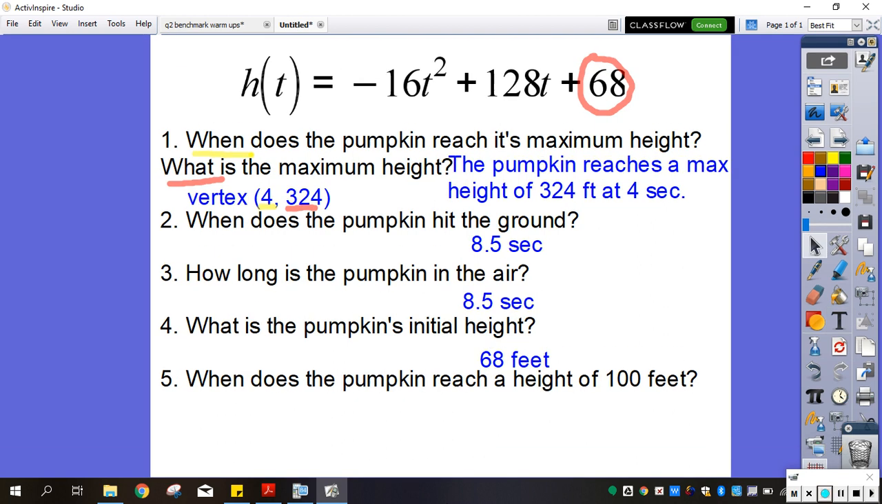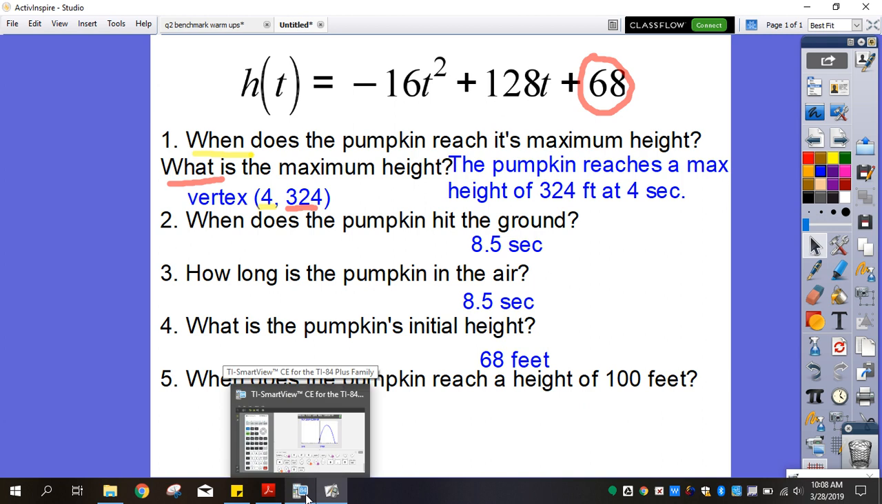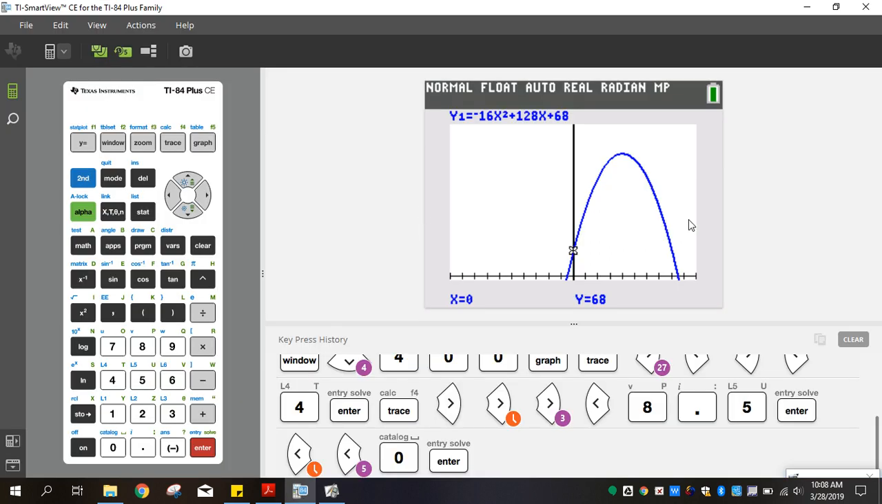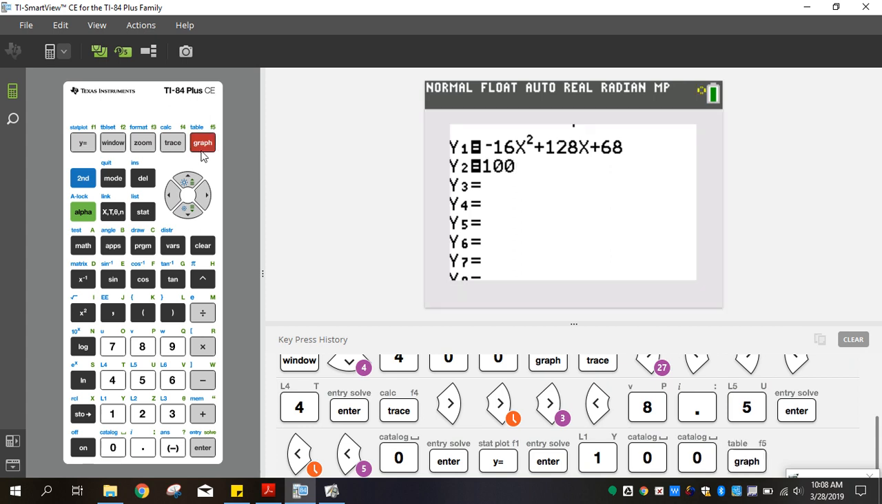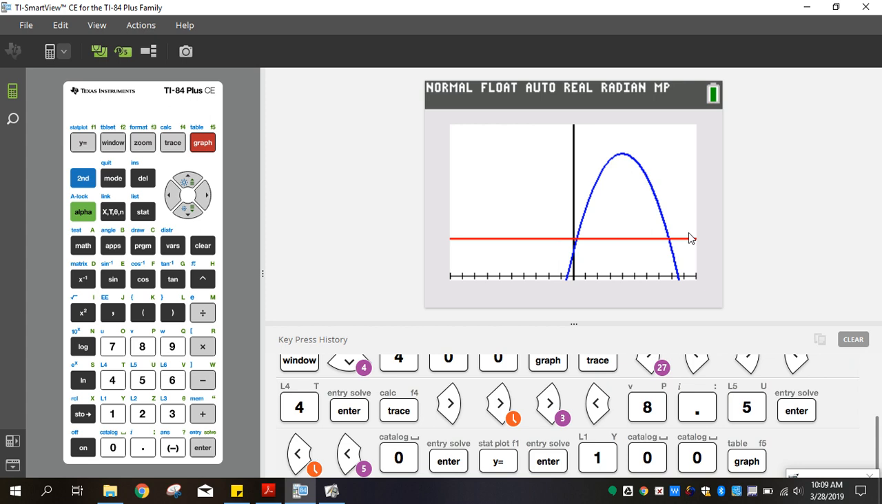The last question, when does the pumpkin reach a height of 100 feet? Well, this is the problem where we needed a horizontal line to represent that height so we could see when this pumpkin's going to reach that height. So if I go back to y equals and leave my y1 as my equation but type 100 for y2 and press graph, I now have a horizontal line that represents the height of 100. And if this parabola is the path of my pumpkin, where that crosses that horizontal line, that's going to represent those points where that pumpkin is at a height of 100 feet.